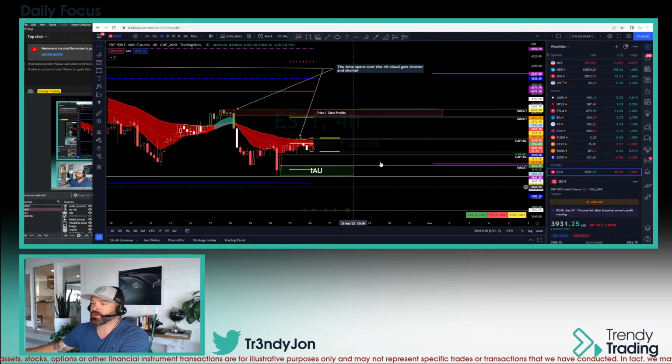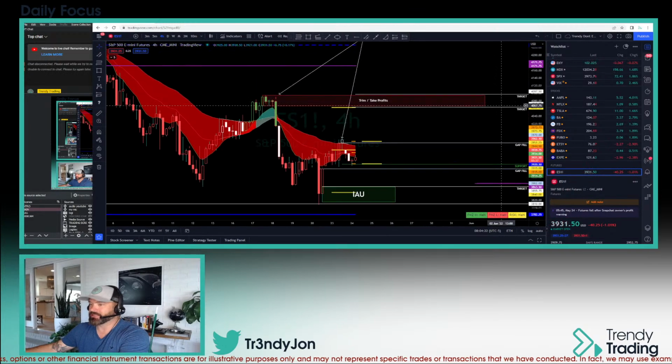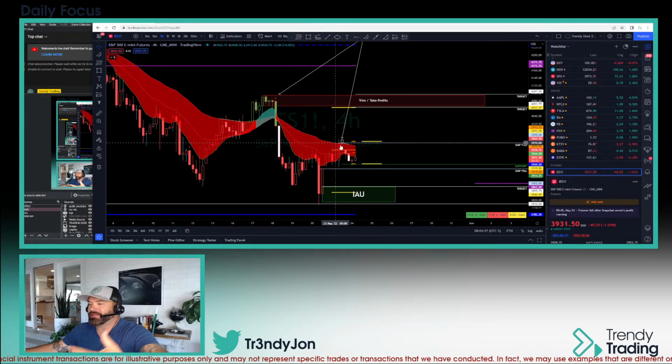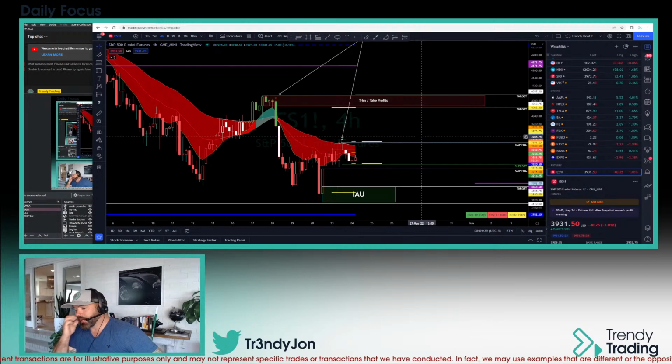We are underneath the cloud once again on the 4H. That's not how we ended the day. We actually looked pretty good. We had a little hammer and then we gapped down. Now, maybe I'm wrong here, but those out in the market will say, hey, Snap's earnings, their guidance really led the entire market to gap down.